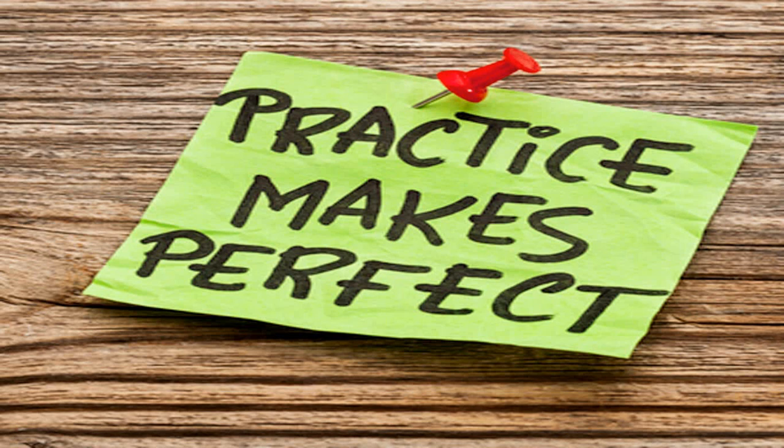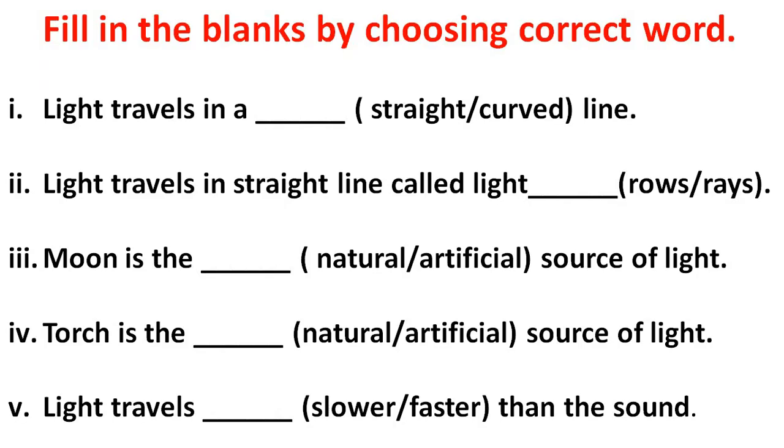Now, it is your practice time. Fill in the blanks by choosing the correct word. First, light travels in a dash line: straight, oblique, curved. Question number 2. Light travels in straight lines called light dash: rose, oblique, rays.